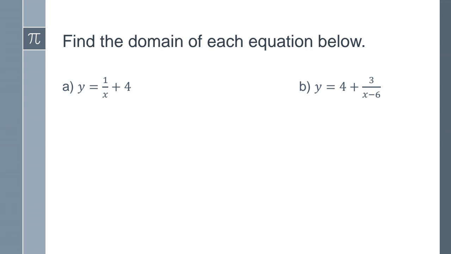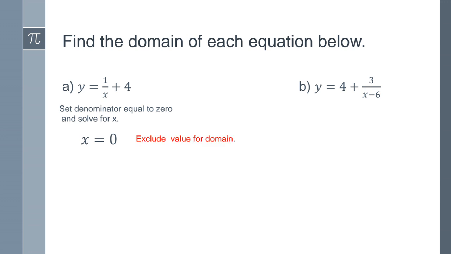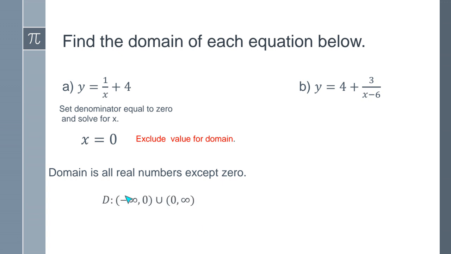What you want to do next is set the denominator equal to 0 and solve for x. So your domain is going to be, you can use all the numbers in the world except for 0. We cannot use 0, okay? So the way we would write it is all real numbers except 0. In interval notation, it's going to be all the negative numbers, and then you get to 0.